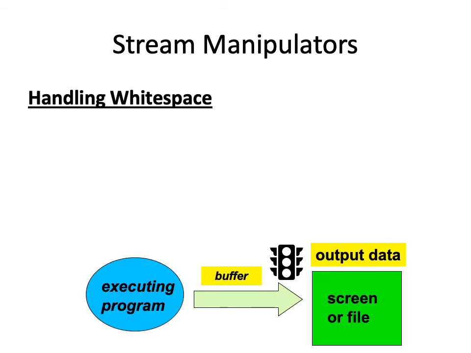To understand the next output operator, flush, we need to understand what exactly is happening underneath the hood and how an iostream works. So let's take an output stream for instance. In an output stream, data flows from your program through the stream, represented by the arrow, to either the screen, if it's cout, or to a file, if it's an OF stream, an output file stream.